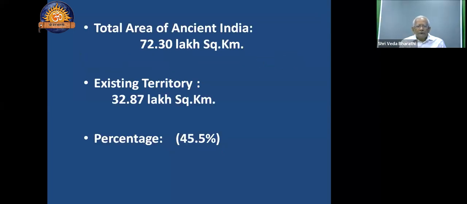You see here, the total area of ancient India is about 72 lakh square kilometers. And today's existing territory of India is 32 lakh square kilometers. Percentage-wise, today's India is only about 45.5% of ancient India. That is, 55 or 55.5 or 54.5 percent of ancient India is today outside this present India. So once you say ancient India, the other countries that are to be covered include Pakistan, Bangladesh, Gandhar, Afghanistan, several other countries.